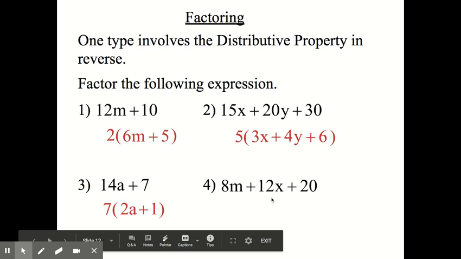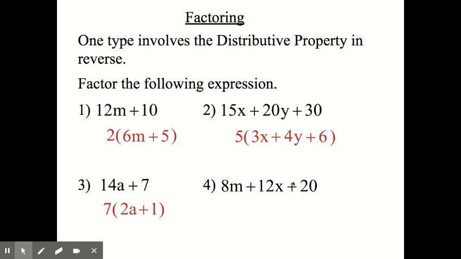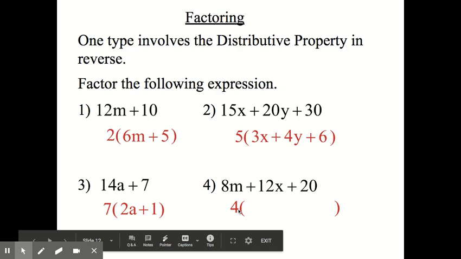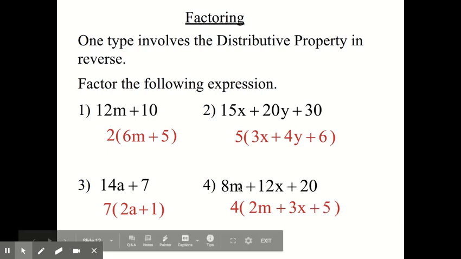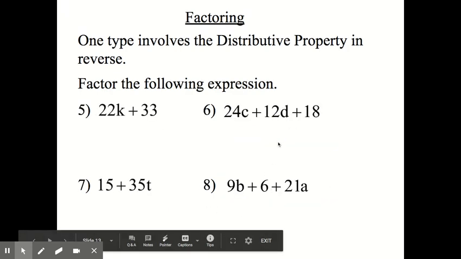8m plus 12x plus 20, greatest common factor? 4. What's left over? 2m plus 3x plus 5. And you can check your answer by redistributing and see if you get your original problem. All right, let's try these ones then.